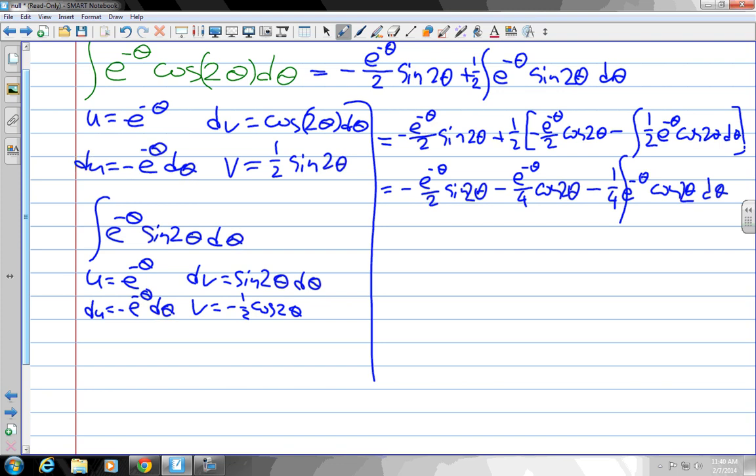Yes. Is that okay? So we're going to add this integral to that side. So that's 1 plus 1/4. So that's 5/4. So we'll get 5/4 times our integral. I'm just going to write big I there, for the sake of not messing up the 2 theta part. Equals, can I do some factoring? The 1/4 are going to play.